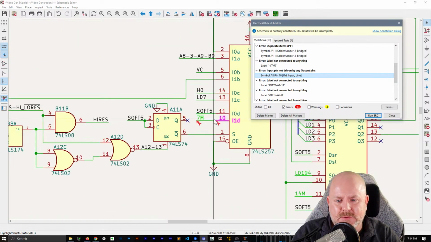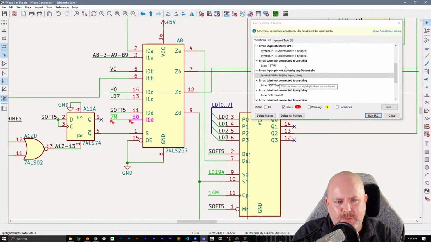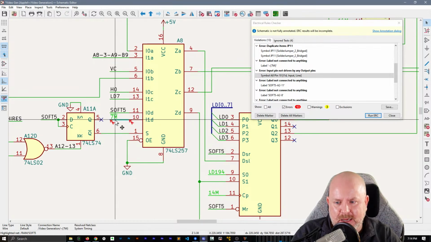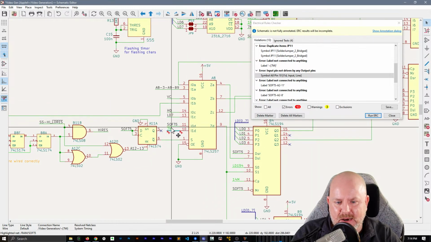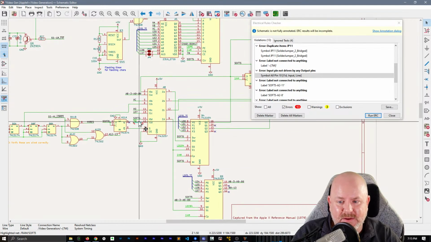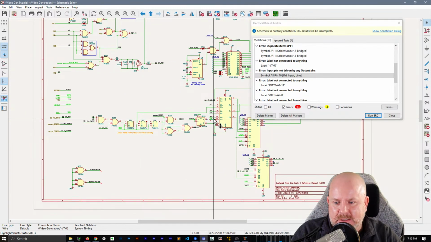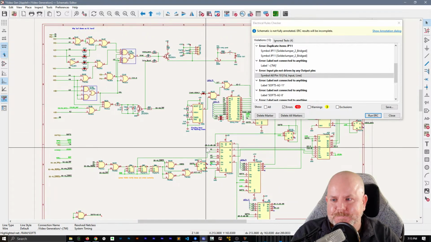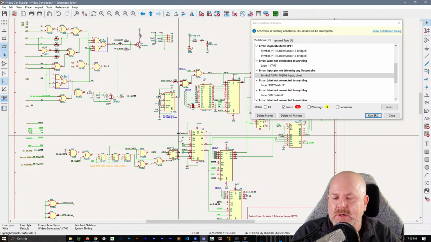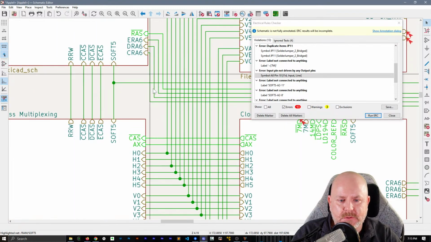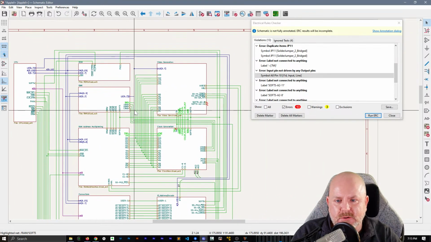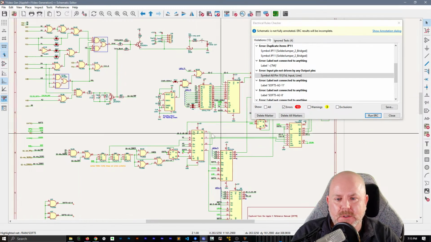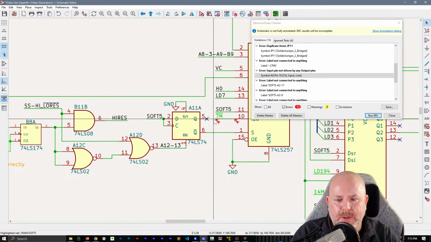This pin, let's see what's going on over here. So input pin not driven by any outputs. So pin 10 is an input, and it's connected to not 7M. Okay. Where are we at? We're in video generation. Here's what I want to know. Does video generation have the not 7M? It doesn't, and that's the problem. That is the problem, I'll bet.